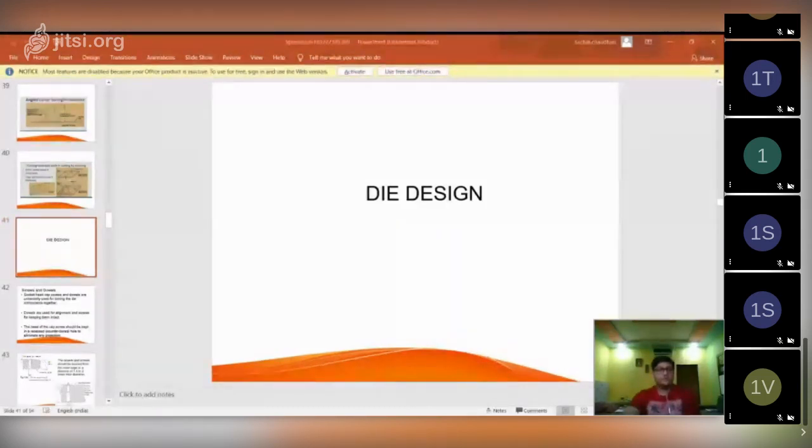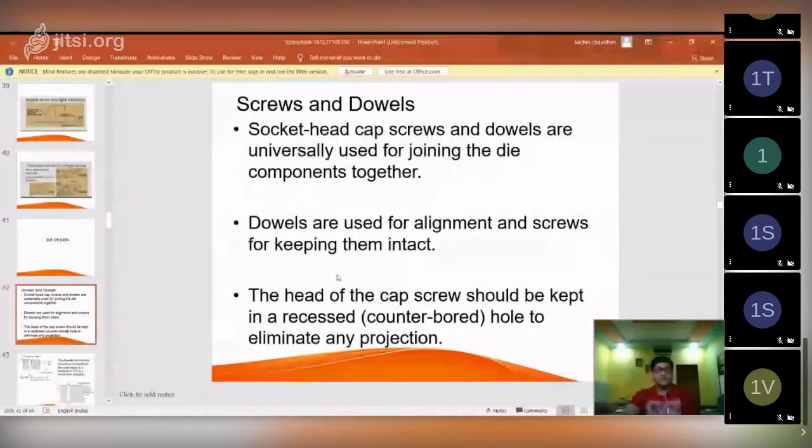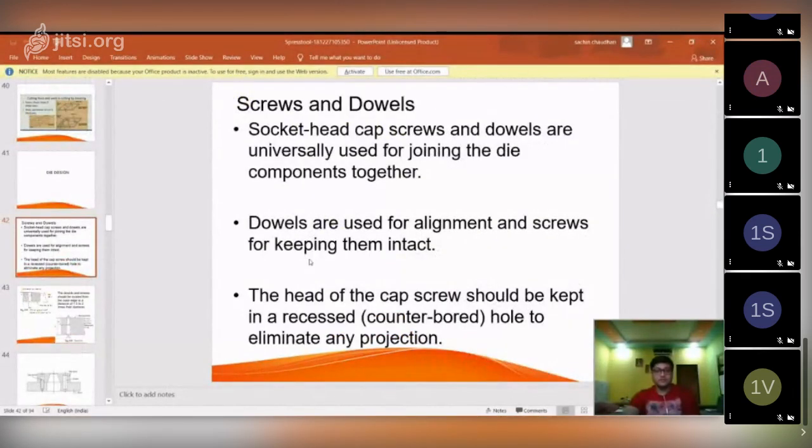Sheet metal working. And in the previous class, we covered the topic of die design, where we saw the various parts and terminologies which are used to make an assembly of a complete punch and die. So in that, we saw the screws and dowels, how they are important, how their dimensions and size need to be calculated, and what their functions are.